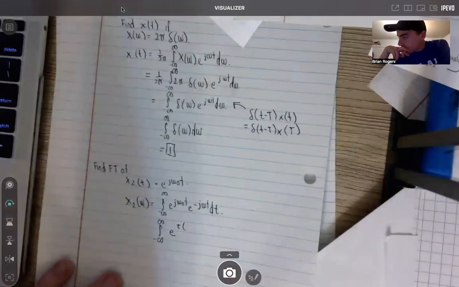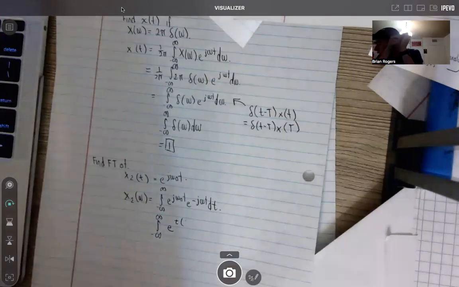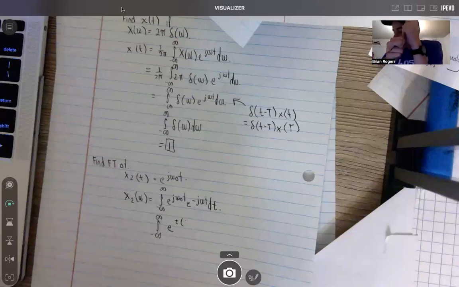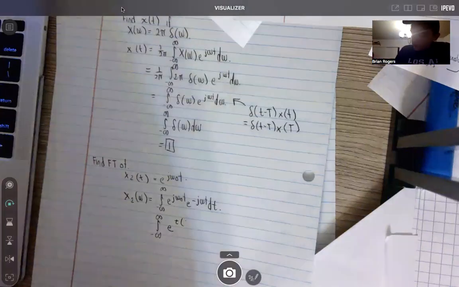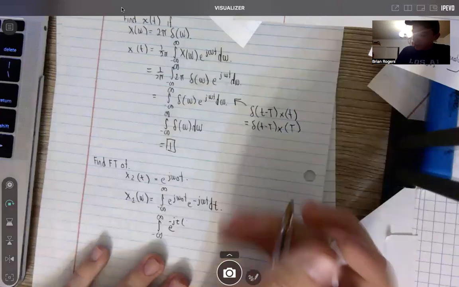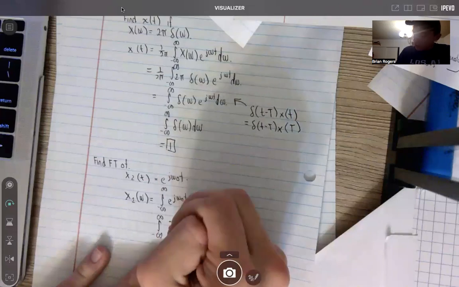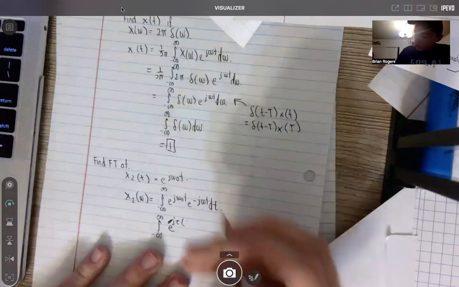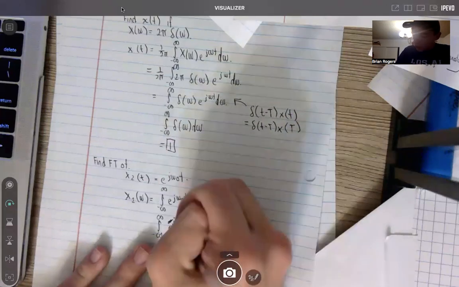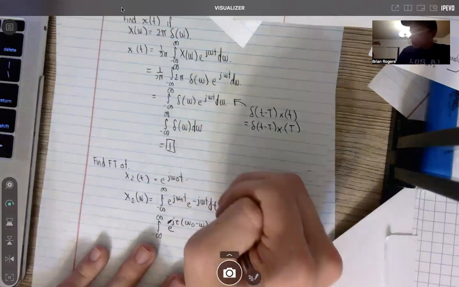Fourier transform of this. Omega naught is going to be, okay, it still has a j term in common. So jt are in common to both. So then it'd be omega naught minus omega, and then dt.